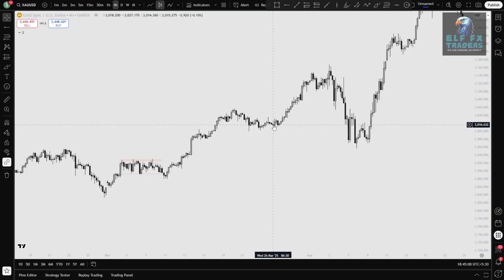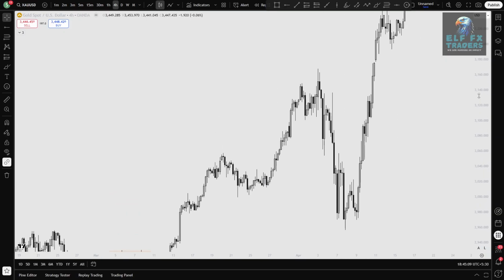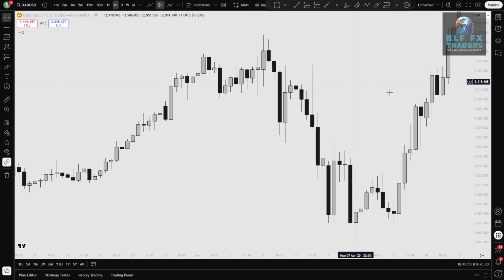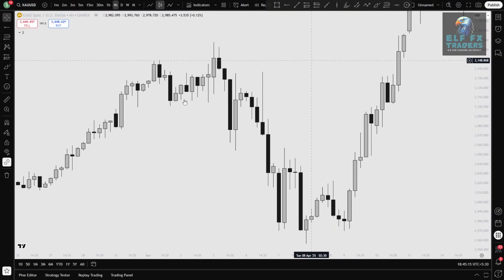Okay, so we are in the H4 time frame. I want you to observe this. When you come here, I'll just give an example on this one. When you come here, okay, this is the candlestick chart.